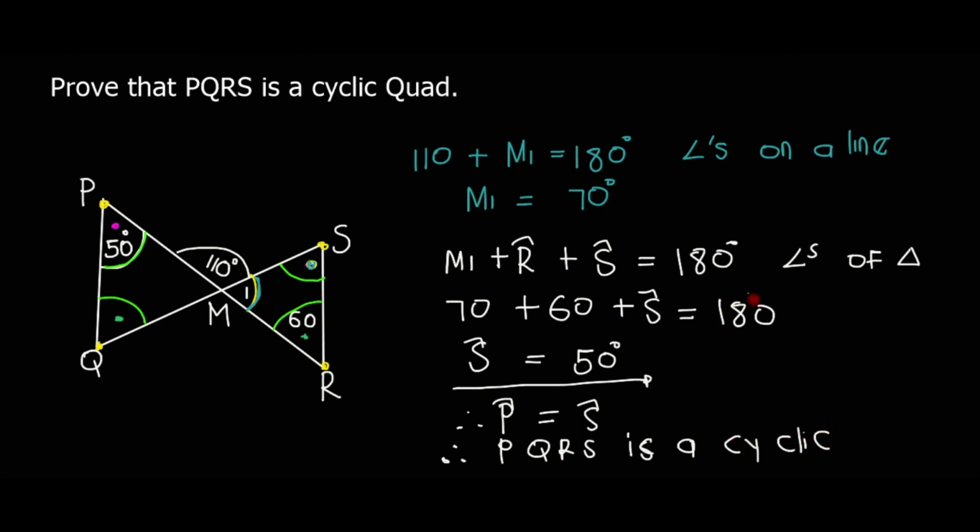And then for that same reason, line segments subtend equal angles on the same side. So always offer a reason, because if you don't offer a reason you lose a mark. So make sure you offer a reason. So anyway, we proved it in that way.